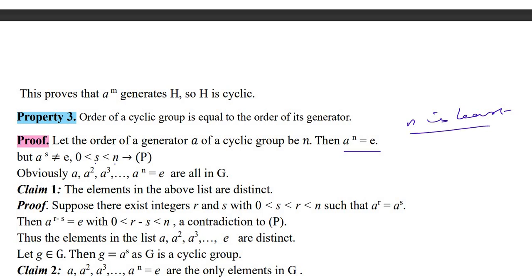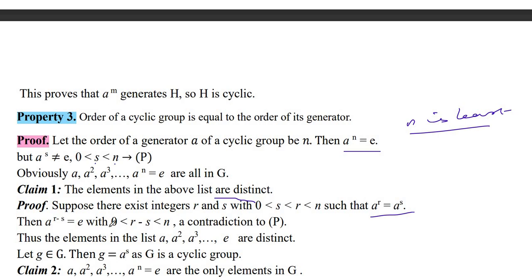Now if we consider our G, which is cyclic, and a is in G, we must have a squared and so on, up to a^n, which is nothing but e, all present in G. Now we claim that the elements in the above list are distinct. So suppose there is a repetition, say integers r and s with 0 < s < r < n, such that a^r = a^s.